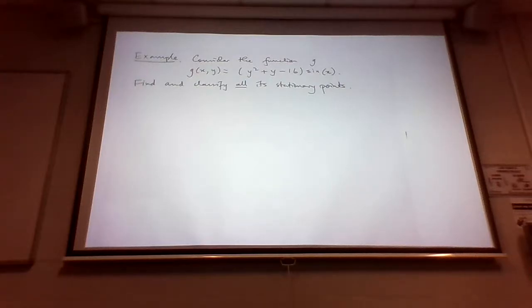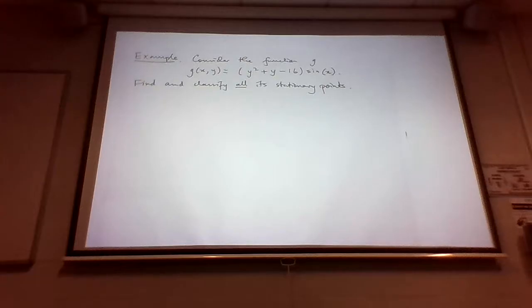And then we're going to have to classify each one using the Hessian Determinant, okay, which was the combination of the second order partial derivatives of g. We need to evaluate that at each of the stationary points. And based on the value of that, we can classify each point as a local minimum, maximum, or saddle point.